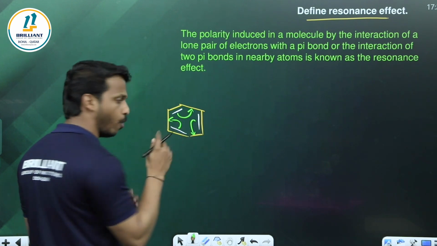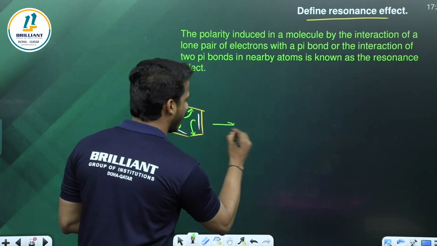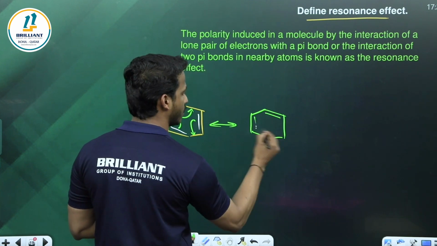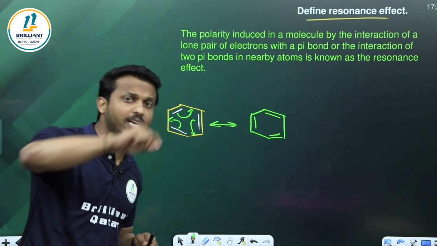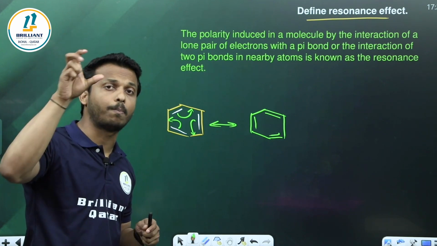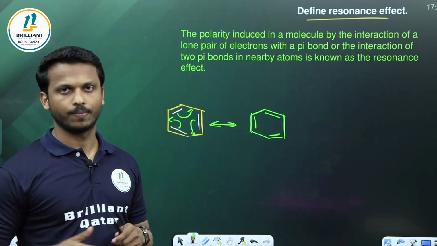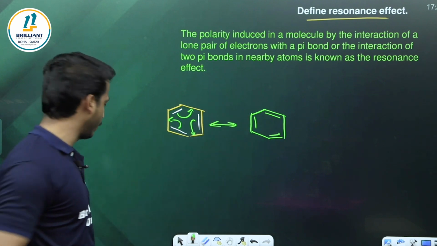It's actually not pi bonds that are shifting, bond electrons are shifting. So when it's shifted like this, you may draw another structure. Now the position of the double bonds are here. Correct or not? So this is called what? Resonance. The complete delocalization of the pi bonded electrons is known as what? Resonance effect. Let me show you resonance in detail. You can take this definition as a reference.